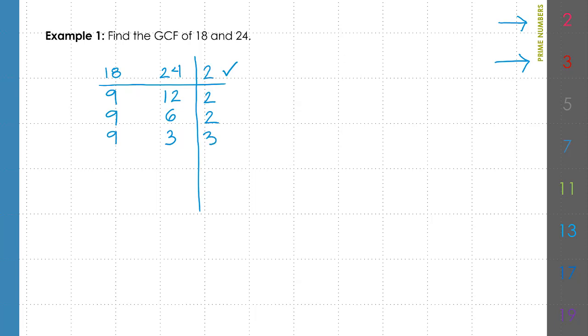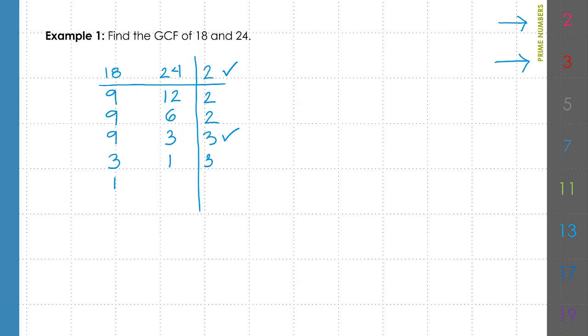9 over 3 is 3, and 3 over 3 is 1. Now, since this number 3 did divide both numbers, I check mark. Then again over 3, 3 over 3 is 1, so I am done factoring.